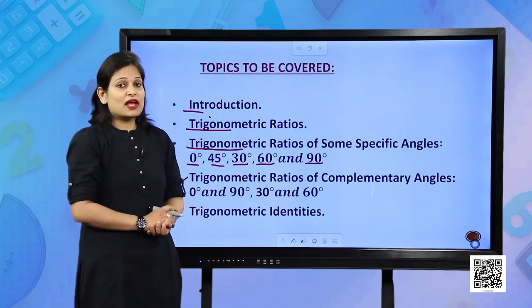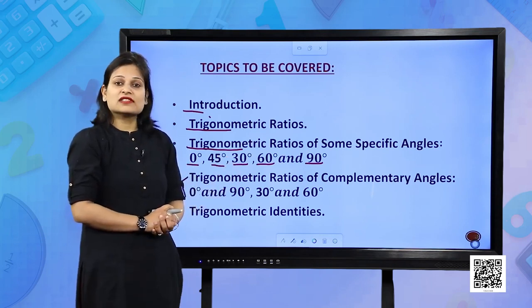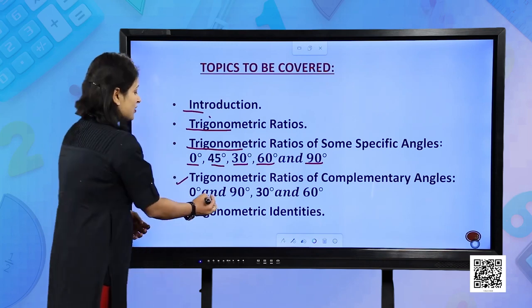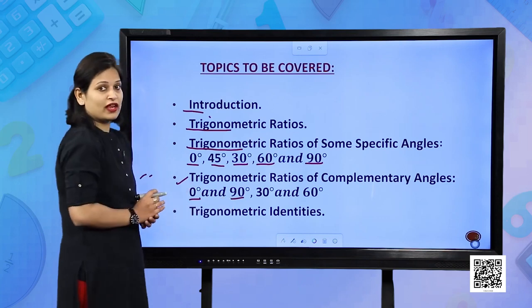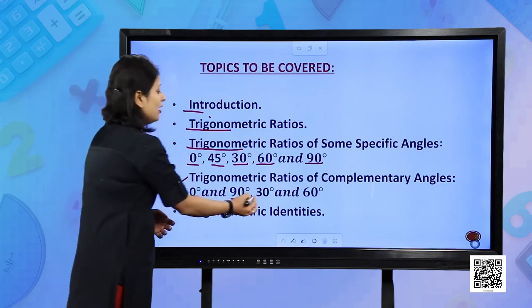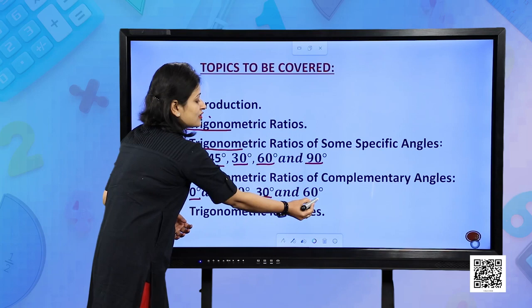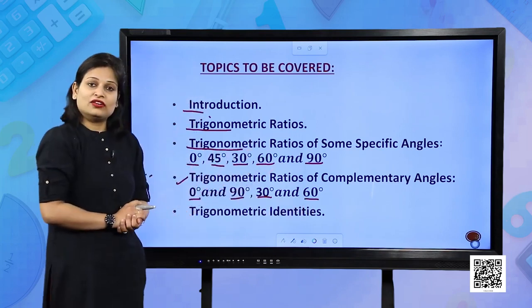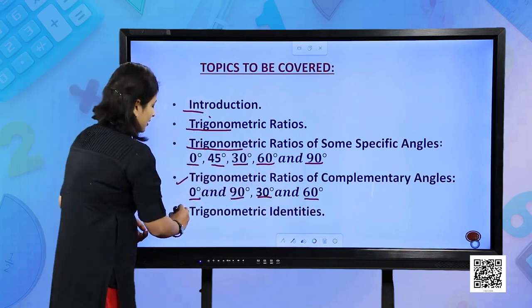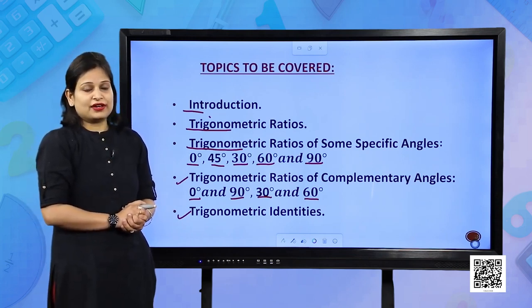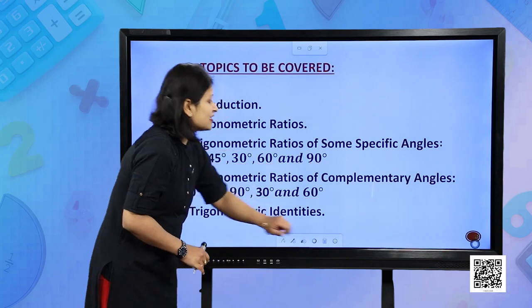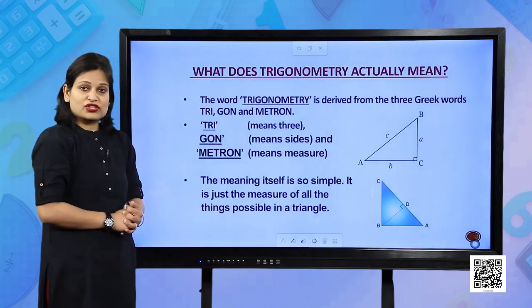Complementary means the sum of two angles must be 90 degree. As you can see, when you add 0 degree and 90 degree, you will get 90 degree only. When you add 30 degree and 60 degree, you will get 90 degree only. And the last, we are going to discuss trigonometric identities. Now, we will start with the introduction.